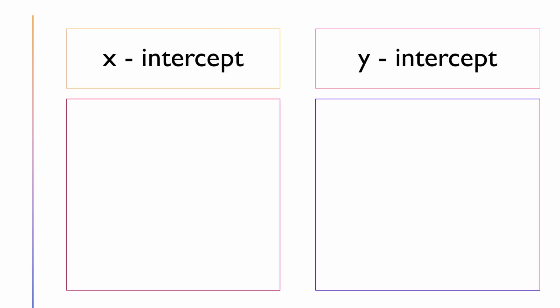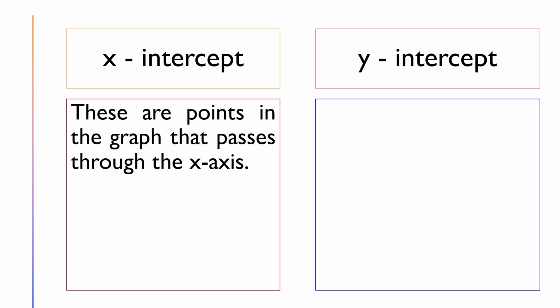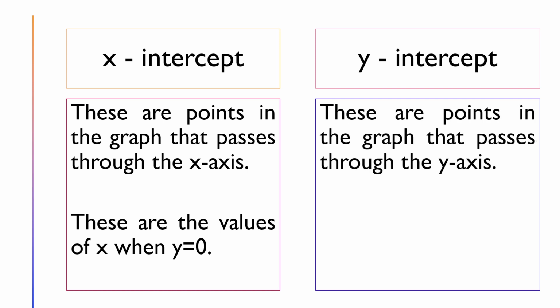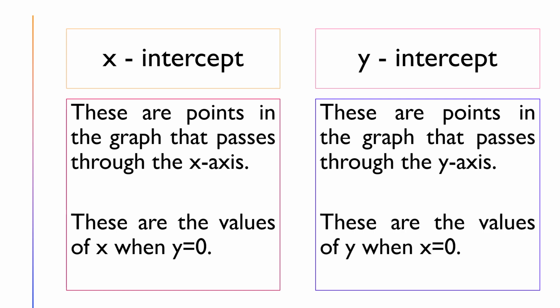Okay. Pag sinabi nating x-intercept, these are the points in the graph that passes through the x-axis. These are the values of x when y equals 0. Ito yung mga points na matatagpuan natin sa x-axis. Pag sinabi nating y-intercept, these are the points in the graph that passes through the y-axis. These are the values of y when x is equal to 0.